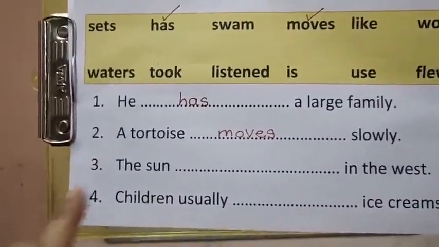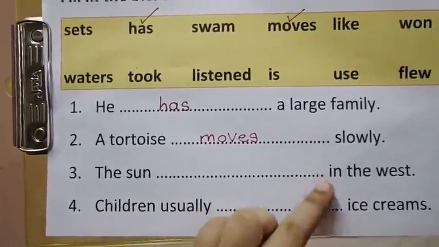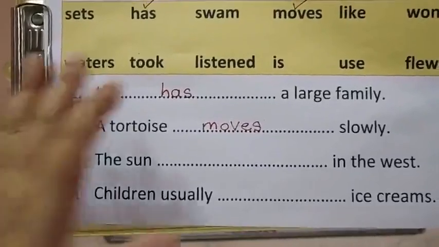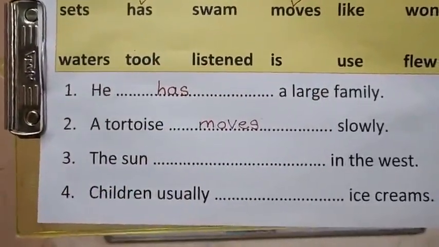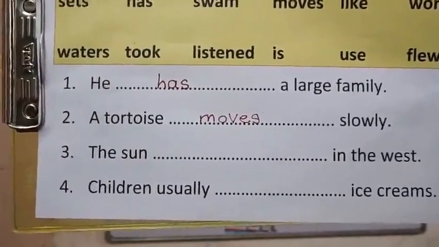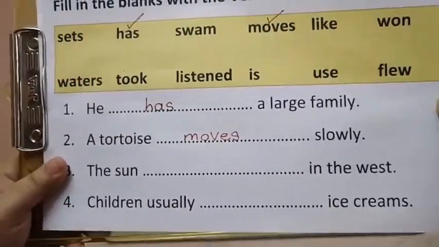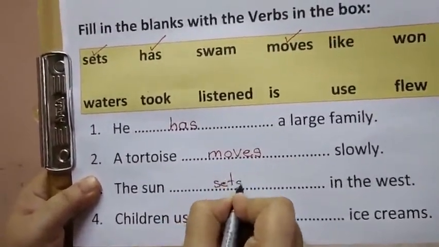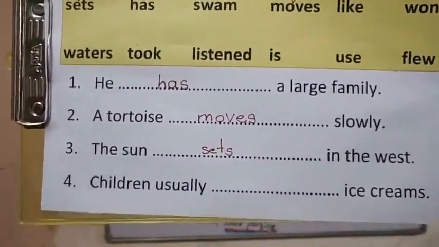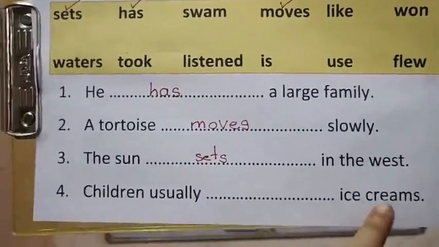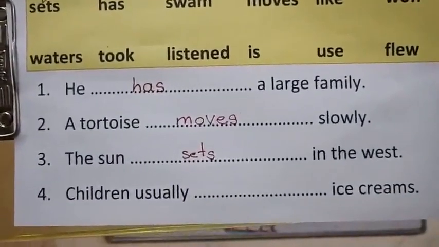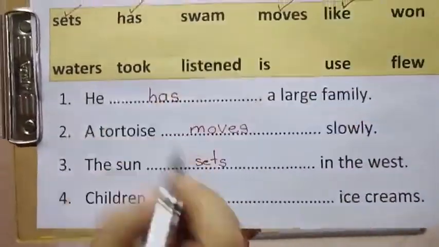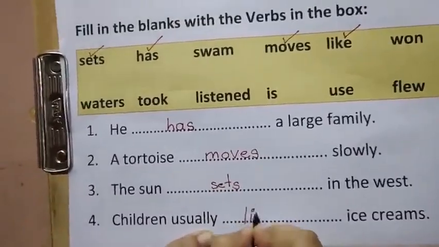Next part, the sun dash in the west. Do you know what it means? What are the options here? The sun rises in the east, but what does it do in the west? Very good. It sets in the west. The sun sets in the west. Fourth part, children usually dash ice creams. What do the children do with the ice creams? I think you all like it. Very good. The answer is like.